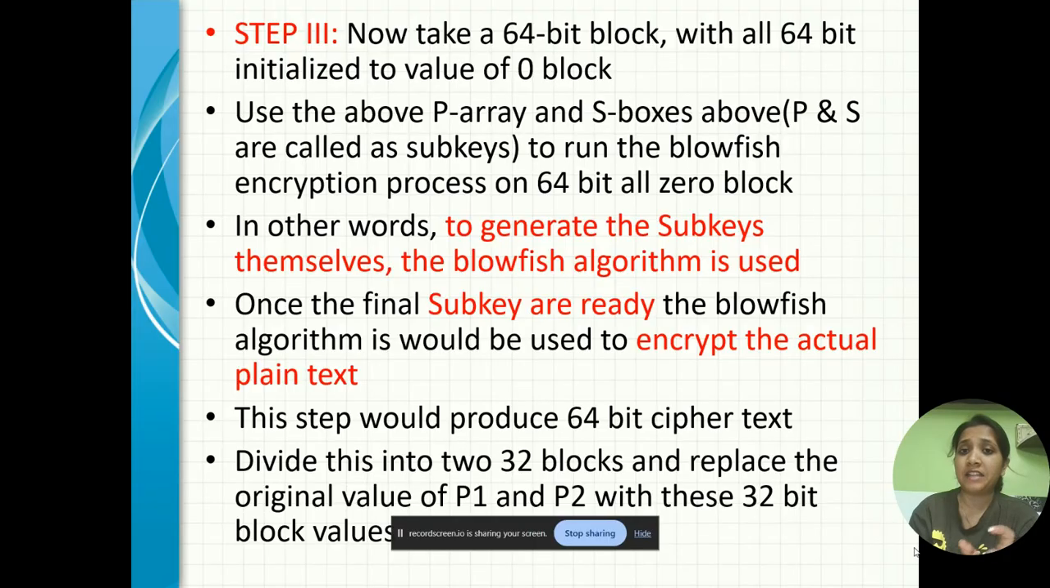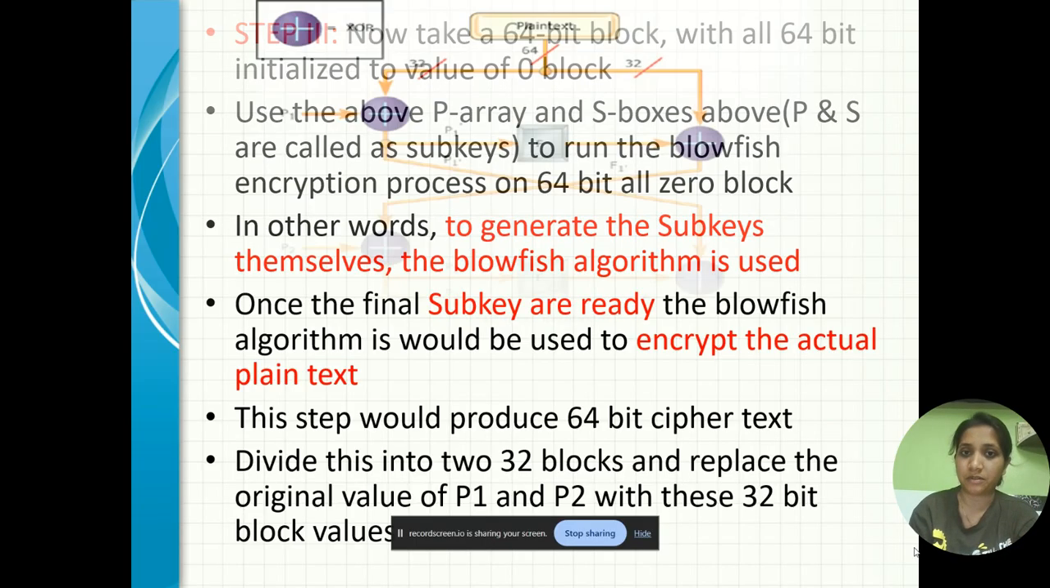Step 3: now take a 64-bit block with all 64 bits initialized to 0. Use the above P array and S-boxes to run the Blowfish encryption process on the all-zero 64-bit block. In other words, to generate the subkeys themselves, the Blowfish algorithm is being used. Once the final subkeys are ready, the Blowfish algorithm would be used to encrypt the actual plain text. This step would produce a 64-bit ciphertext. Divide this into two 32-bit blocks and replace the original values of P1 and P2 with these 32-bit blocks.